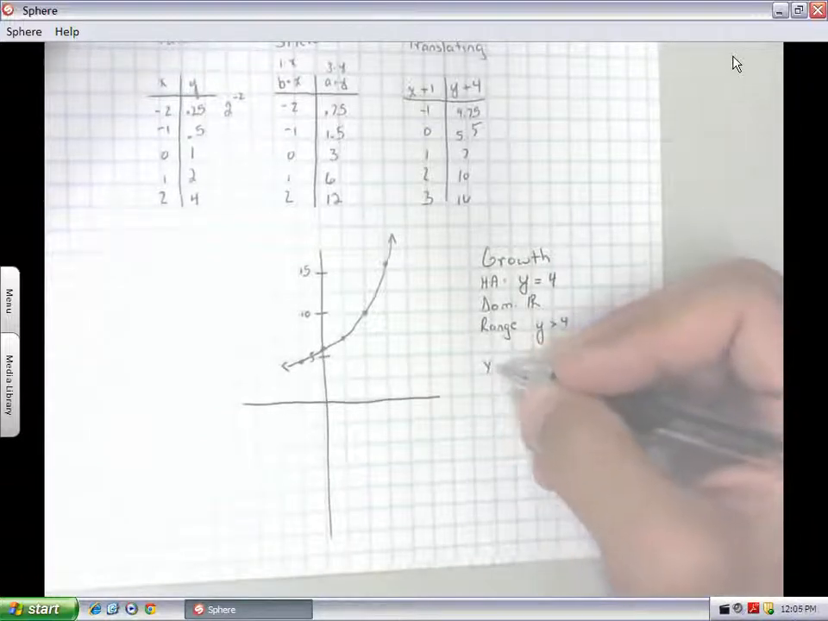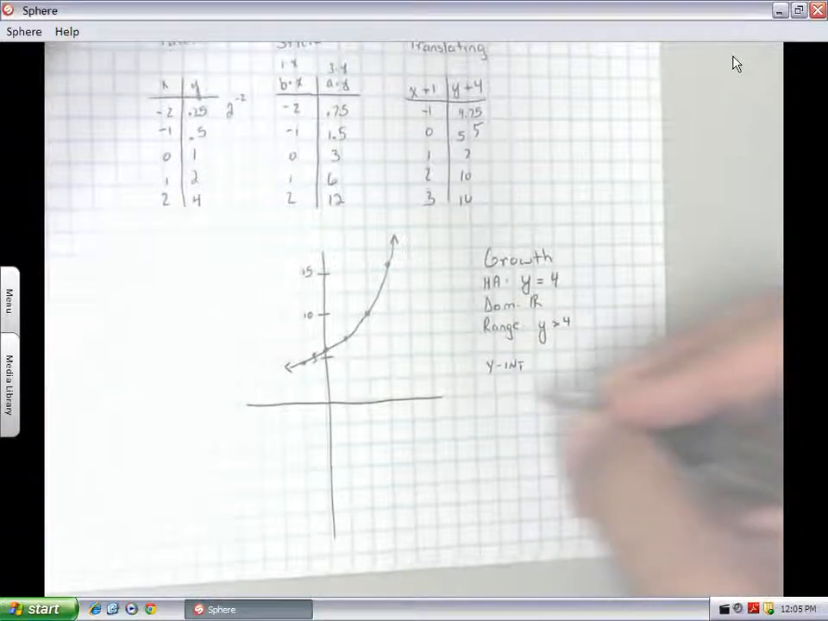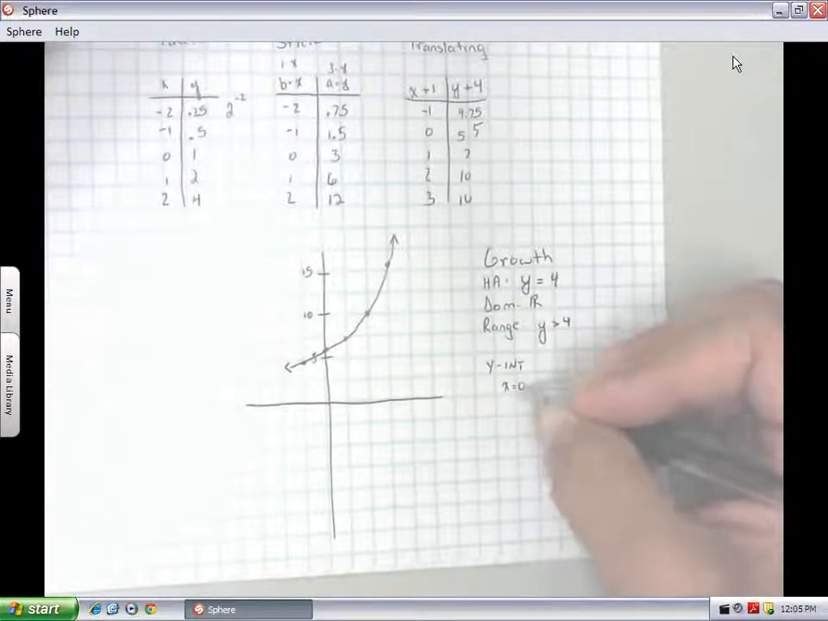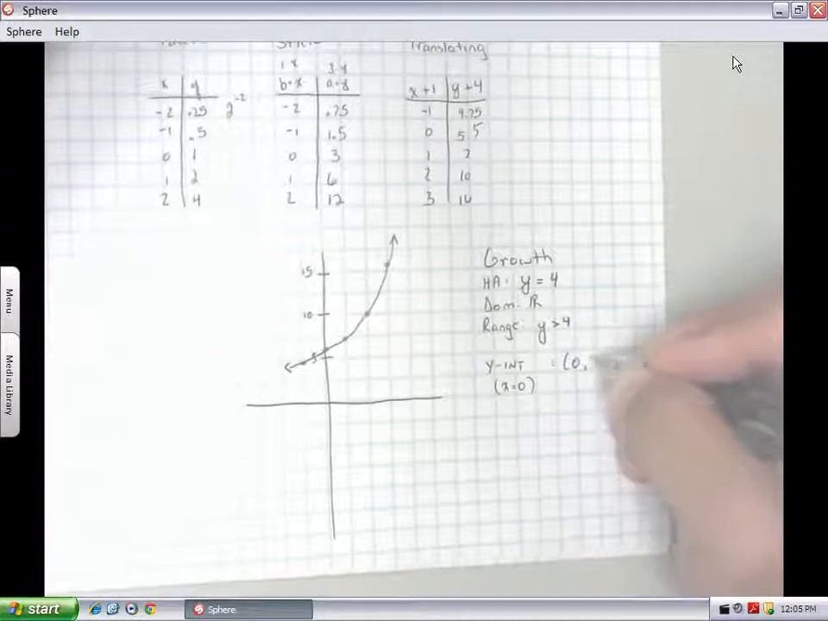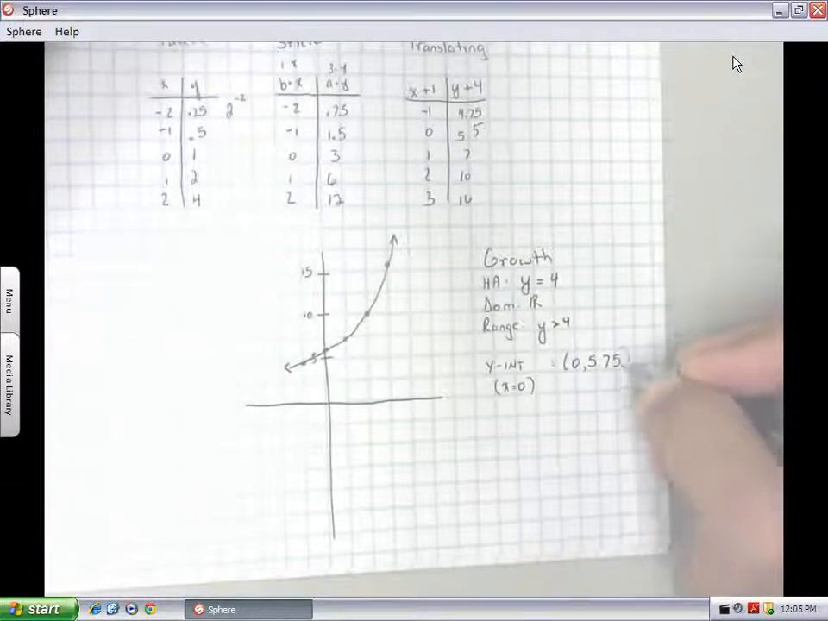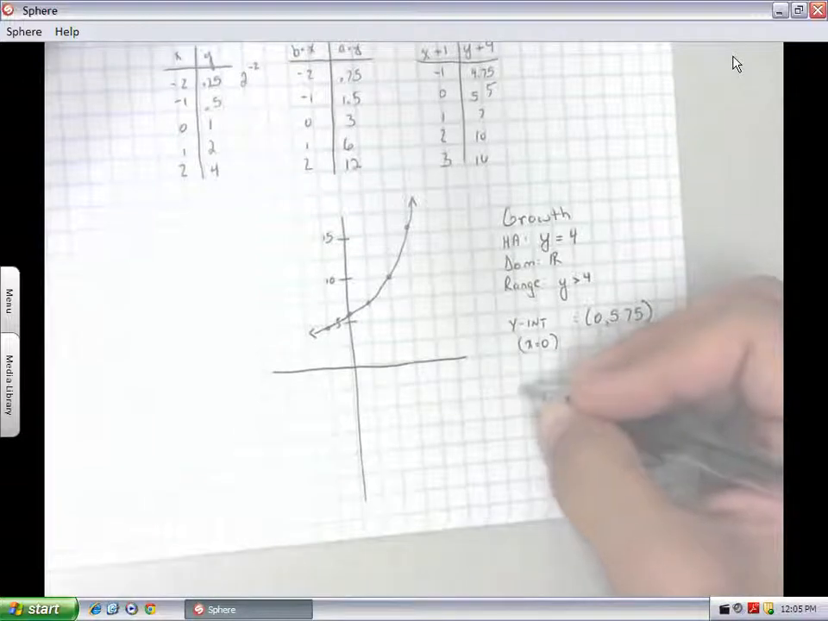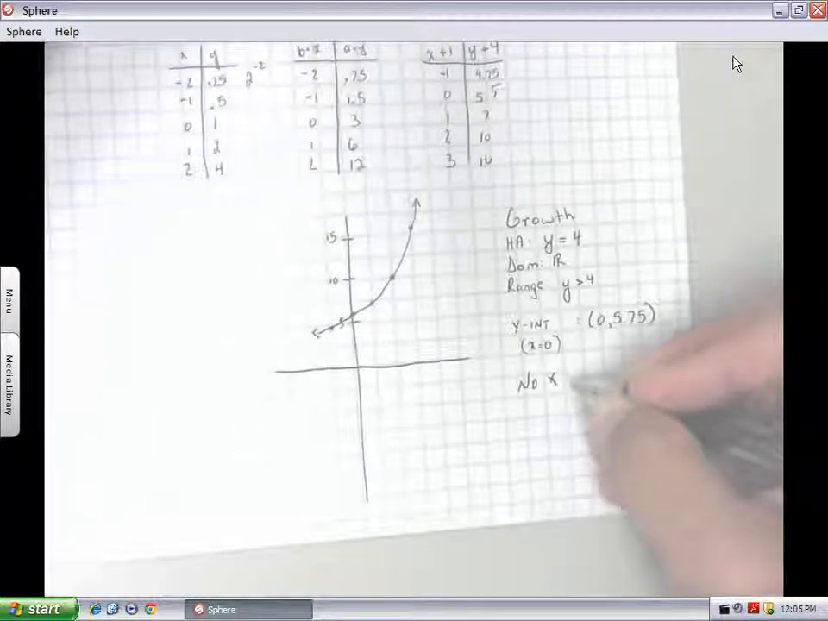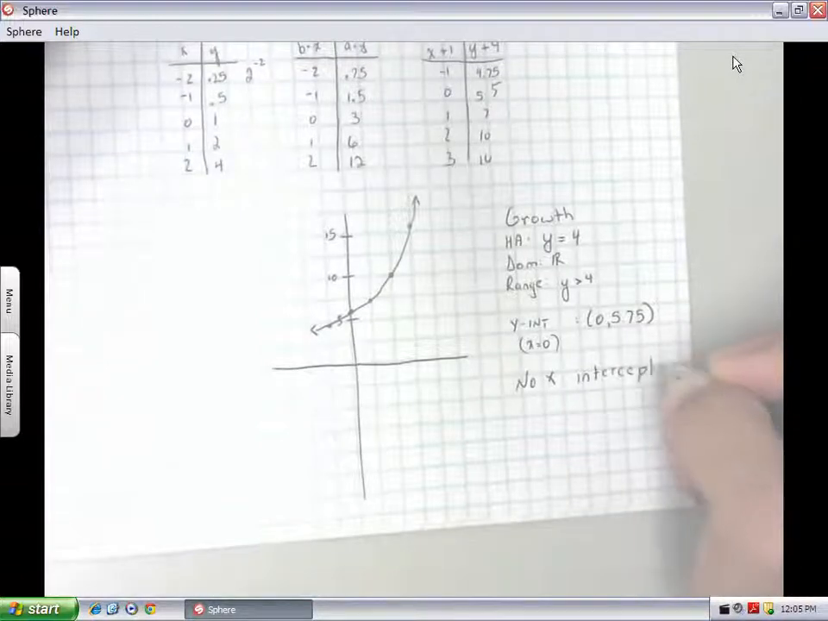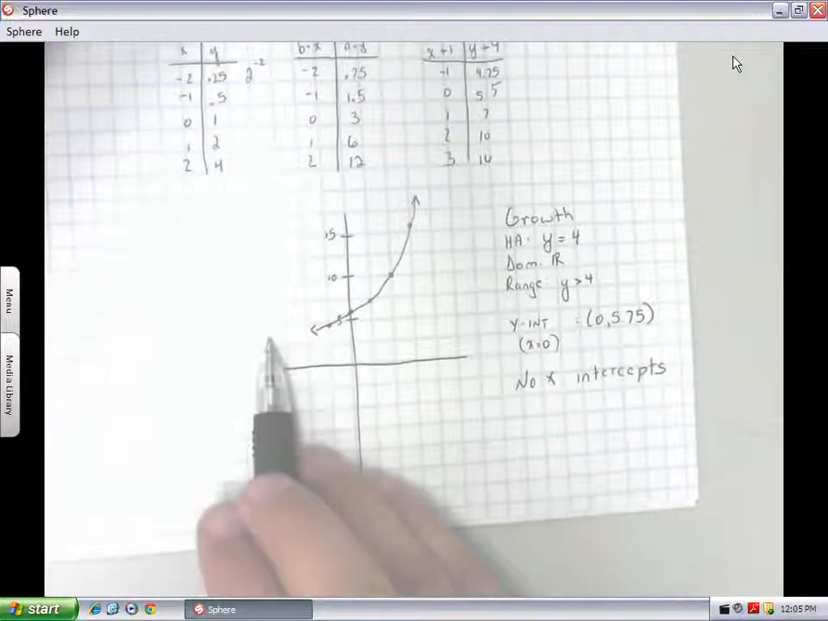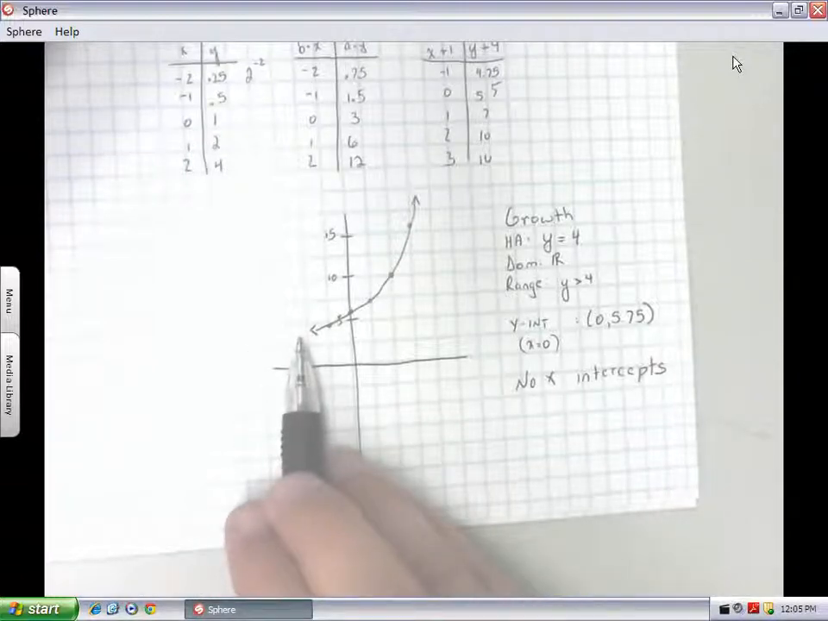My y-intercept is right in that table. Remember, it's where x is 0, so my y-intercept is going to be 0, 5.75. And then I know that there are no x-intercepts. So I really don't have to do anything with this graph. I know that there's no x-intercepts because my graph is not going to go below 4. So if it's not going to go below 4, how's it possibly going to reach y equals 0?